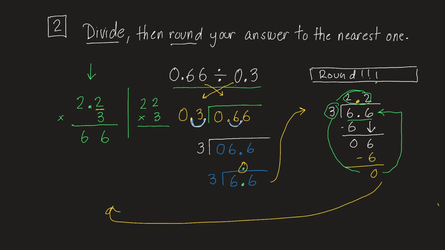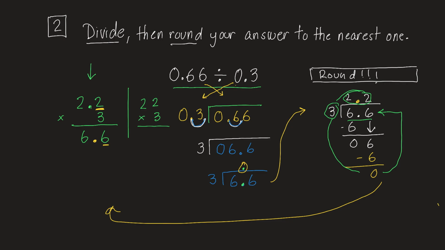Since there's only one decimal place in both factors, there's none in 3. Nope, get rid of that. But there's a decimal place in 2.2. That means there needs to be a decimal place in our answer. So we would put it right here, 1 decimal place.